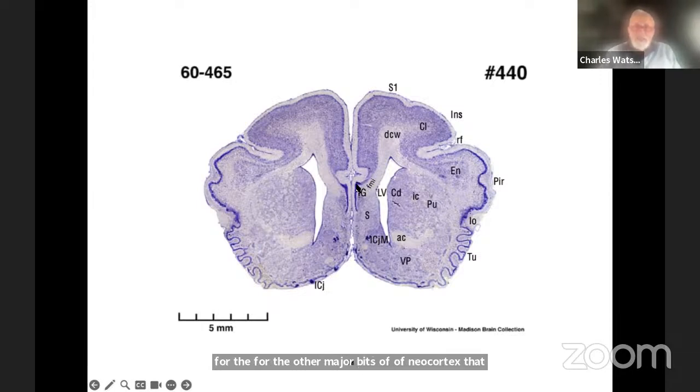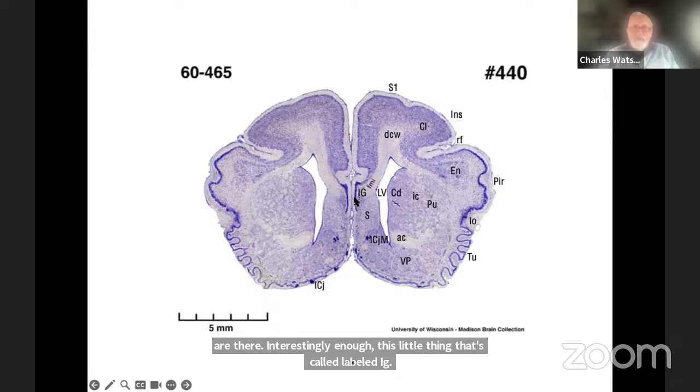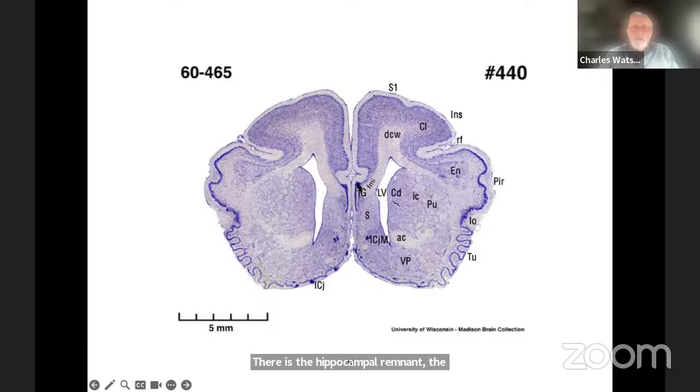Interestingly enough, this little thing that's labeled IG there is the hippocampal remnant, the indusium griseum, it's called, which you can see quite markedly in the armadillo, and that's the septum just underneath there.